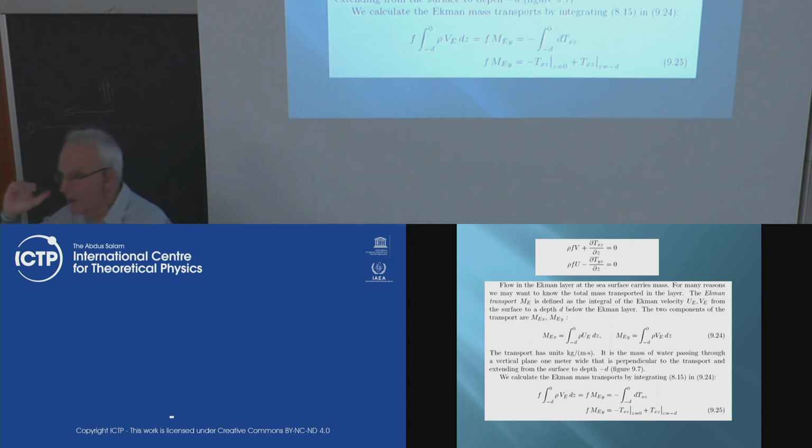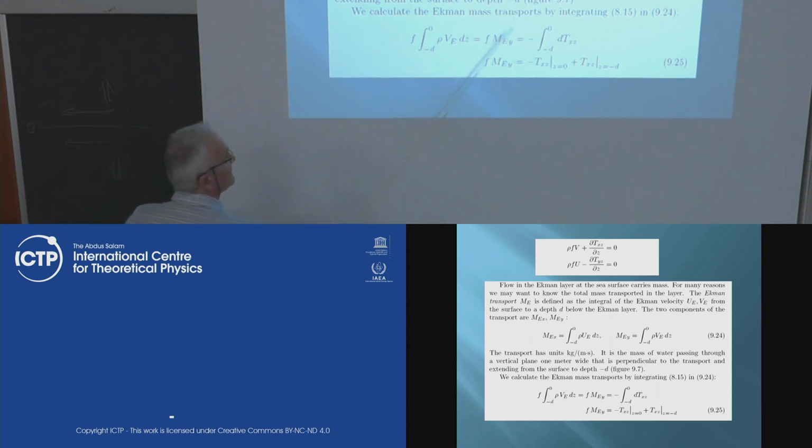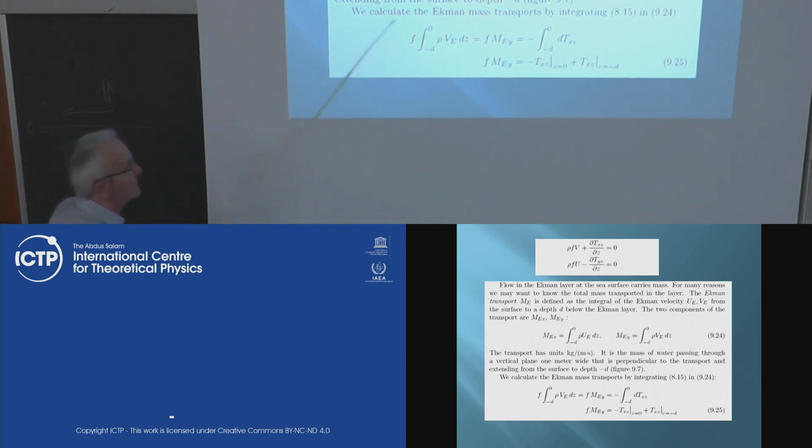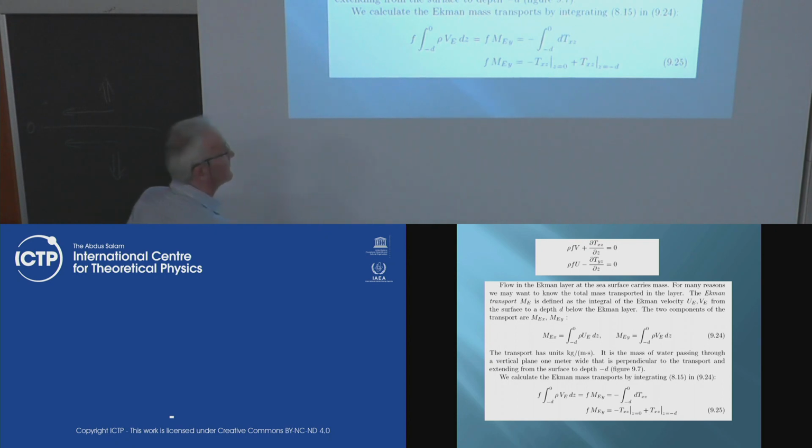So if you do the integral over the entire Ekman layer, we obtain the mass transport due to the wind influence. This is how we obtain the mass transport in the x direction and the mass transport in the y direction, by integrating the Ekman velocity from the surface to minus d, where minus d is the depth of the Ekman layer. The transport has units kilogram per meter per second. It is the mass of water passing through a vertical plane 1 meter wide that is perpendicular to the transport, extending from the surface to depth minus d.